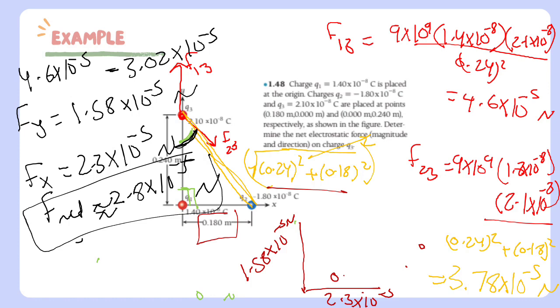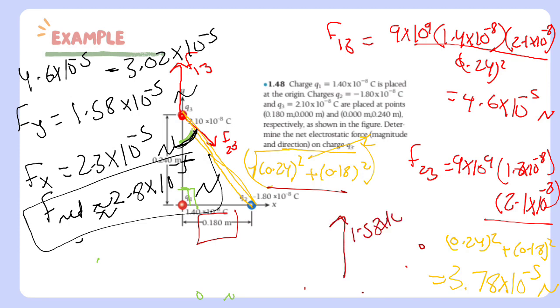Okay, I've drawn the arrows incorrectly. Wait, just a sec, because I didn't do the triangle correctly. It should be upward 1.58 times 10 to the power of negative 5, toward the right 2.3 times 10 to the power of negative 5, and this way, which is 2.8 times 10 to the power of negative 5.